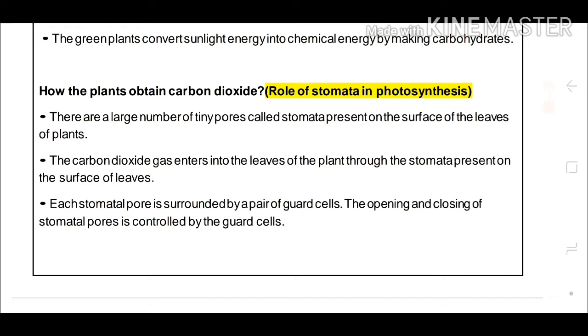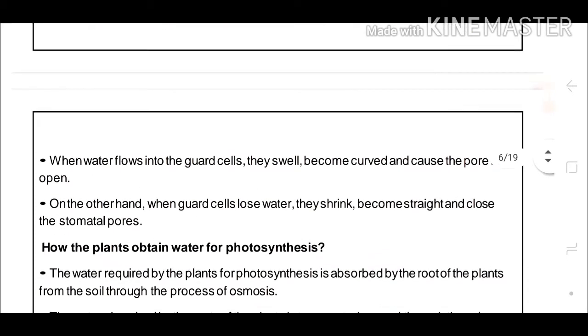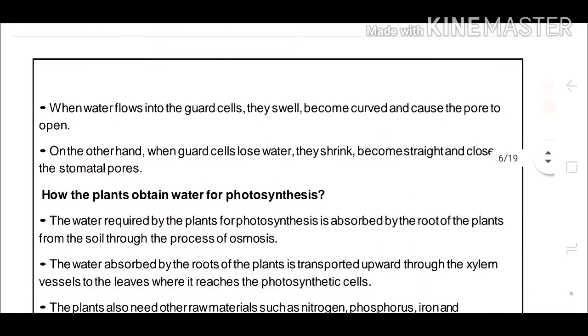Each stomatal pore is surrounded by a pair of guard cells. The opening and closing of stomatal pores is controlled by the guard cells. When water flows into the guard cells, they swell, become curved, and cause the pore to open. On the other hand, when guard cells lose water, they shrink, become straight, and close the stomatal pores.